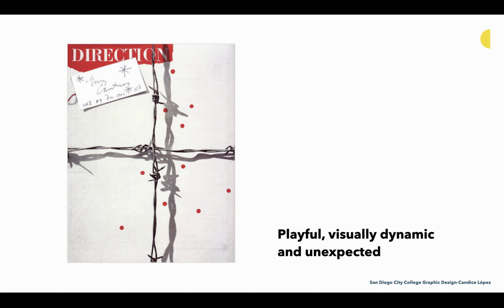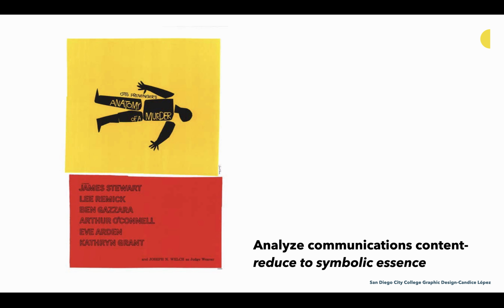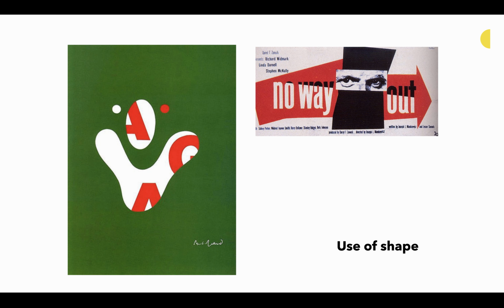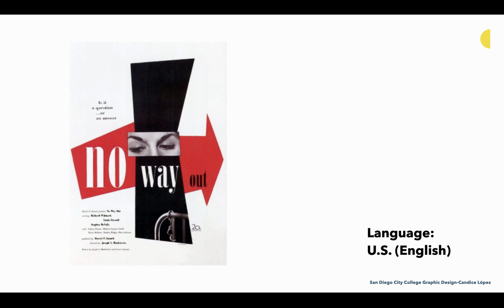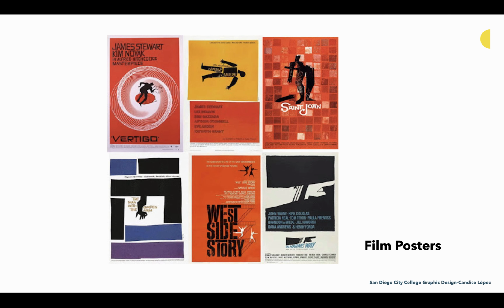Here's a package for Christmas wrapped up with barbed wire. It analyzes the communications content but reduces it to its symbolic essence. And shape is really the big thing that tells you you're looking at the New York school. Shape is really important. We've got asymmetrical balance. And the language is English. It hails, of course, from the United States.